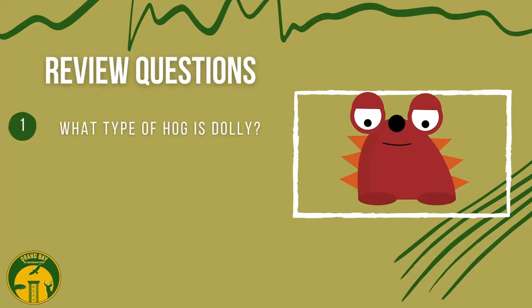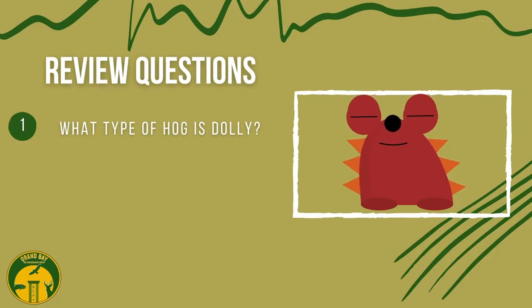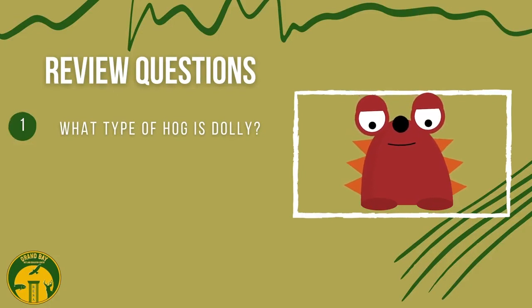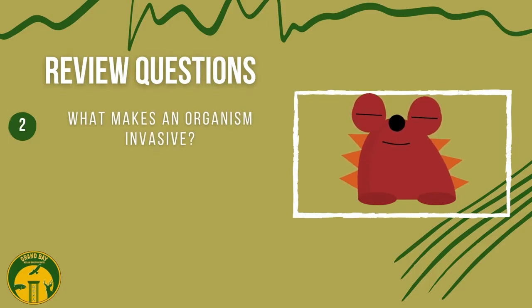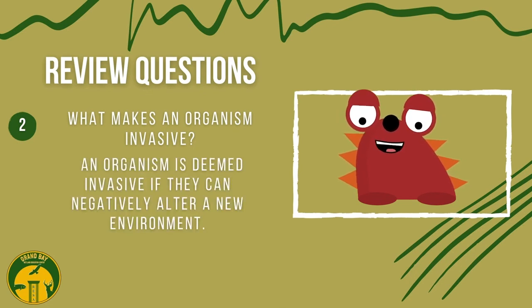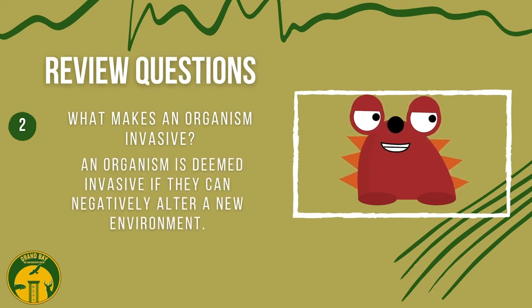Let's go over what we learned. What type of hog is Dolly? Dolly is a feral hog. What makes an organism invasive? An organism is deemed invasive if they can negatively alter a new environment.